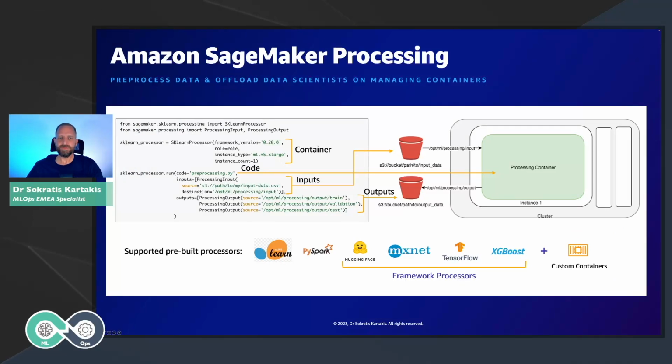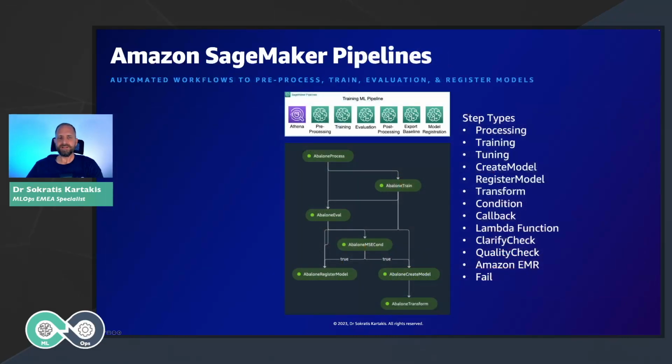The only thing that you need to do is to move the container inside ECR, and from there you are able to use it. Up to this point, we have defined one Lego block, the pre-processing step, let's say. But let's imagine that we have multiple steps, we have defined all these multiple steps, and we need to link all of them together to create the ML pipelines.